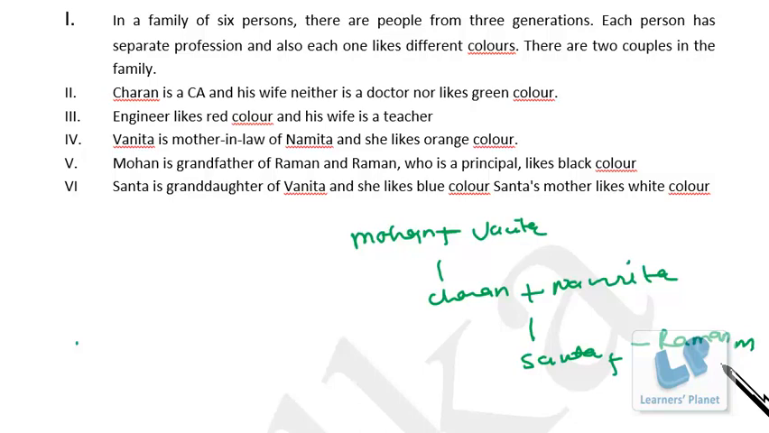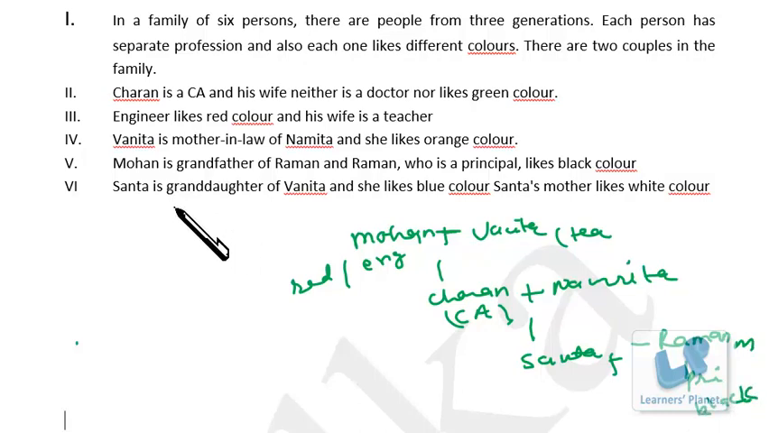Santa is female and Raman is male. Okay, now Charan is a CA and his wife is neither a doctor nor likes green color. The engineer likes red color and his wife is a teacher. Mohan is the grandfather of Raman, and Raman, who is a principal, likes black color. Santa is the granddaughter of Vanita and she likes blue color.